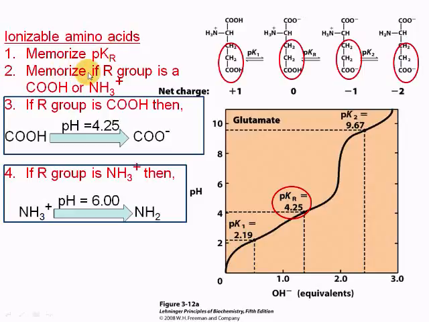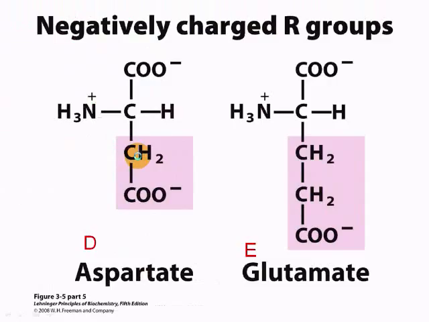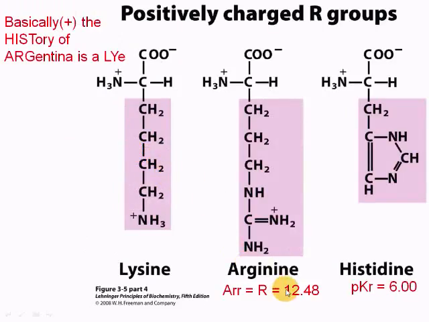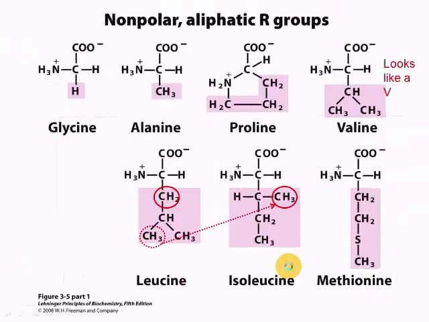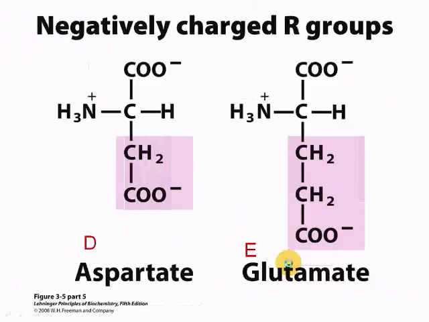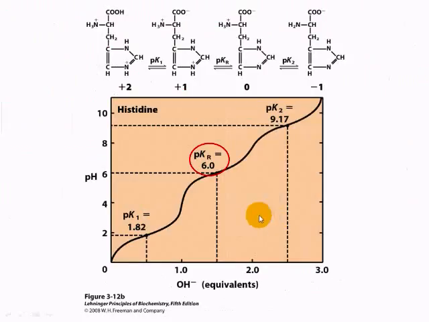The second thing is you need to memorize if the R group has a carboxyl group or if it has a nitrogen group. For example, let's look back at some of the amino acids. So for arginine, you have to know that there's a nitrogen group. For aspartate and glutamate, you need to know that they have carboxyl groups on their R groups.